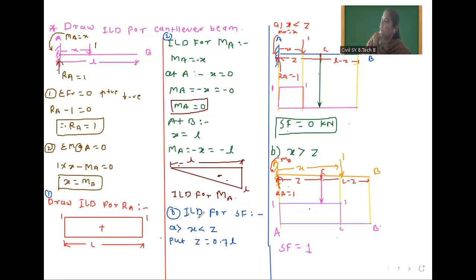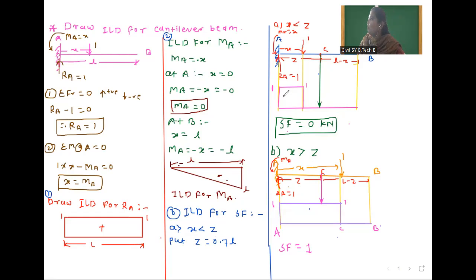After that, next is you have to draw ILD for shear force. Whenever you draw ILD for shear force and bending moment, at that time two possibilities are there. X should be less than Z and X should be greater than Z. That means our unit load should be located less than C point, and second condition is unit load is above or greater than this Z location.